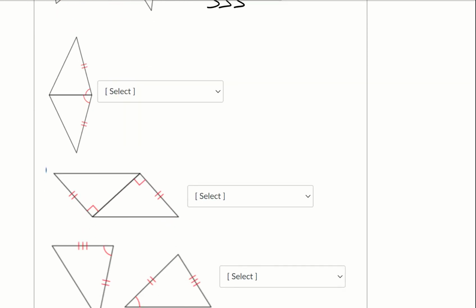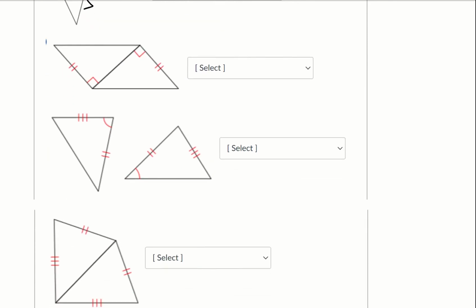For the second problem, we have a side corresponding to a side. We have an angle corresponding to an angle. And then we have the reflexive property. This side corresponds to the same side. And so this is going to be SAS.